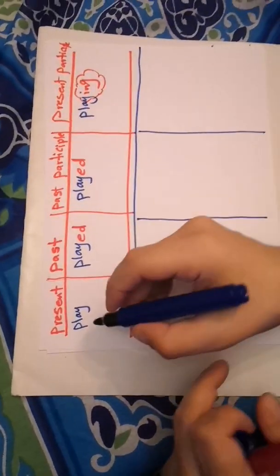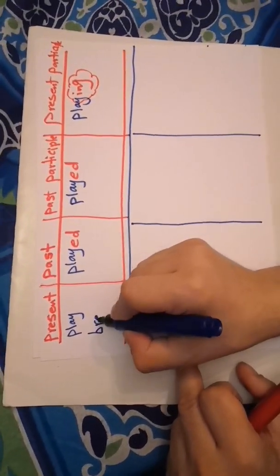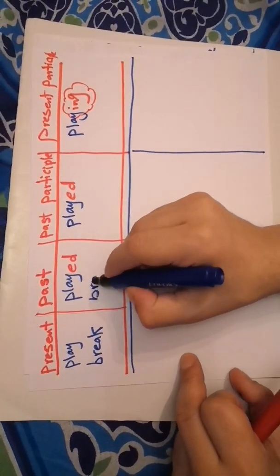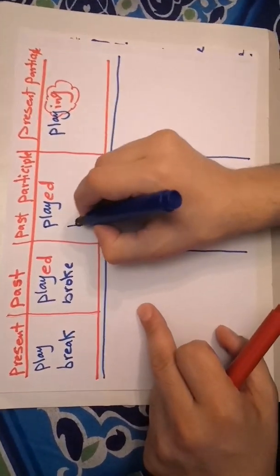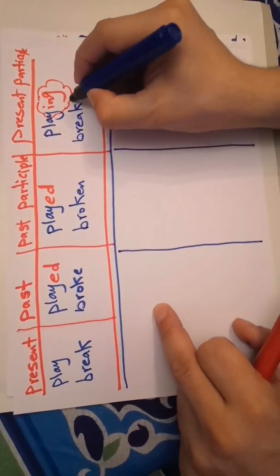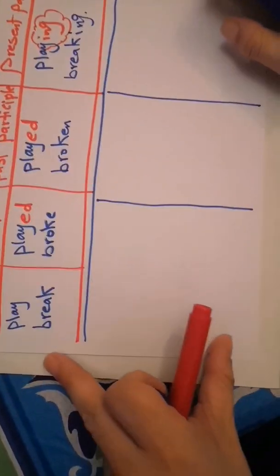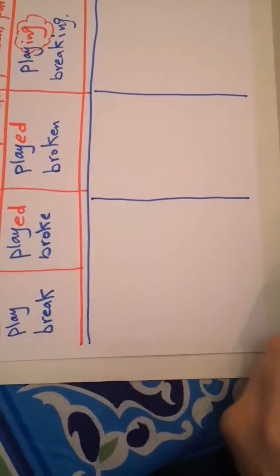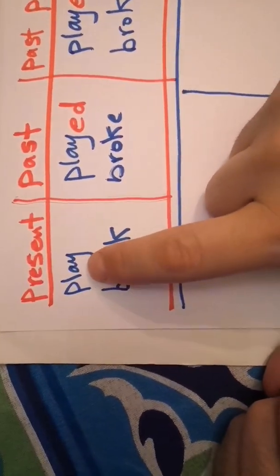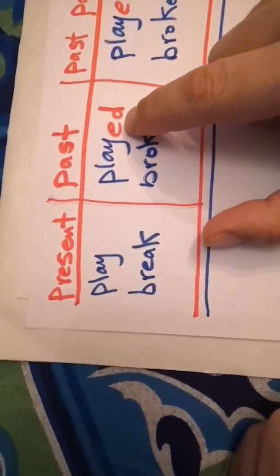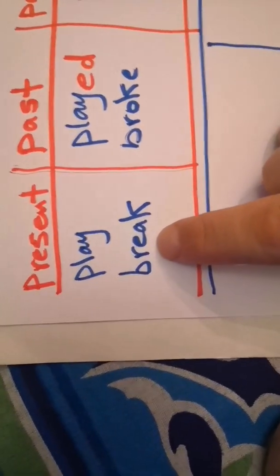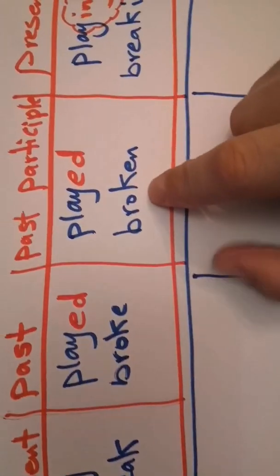Let's take another example. A verb like break. The past form of break is broke. The past participle is broken. And the present participle is breaking. So you have to be careful because we have two different types of verbs. We have regular verbs and we have irregular verbs. An example like play, this is a regular verb. So the past ends in ed, the past participle ends in ed too. But break is an irregular verb, so the past form is broke and the past participle is broken.